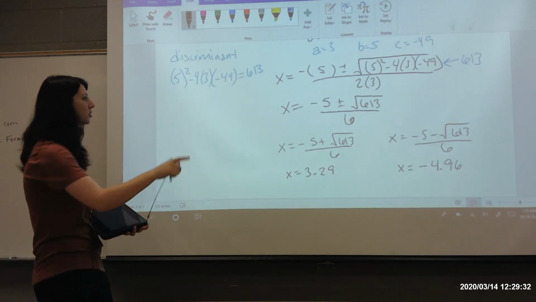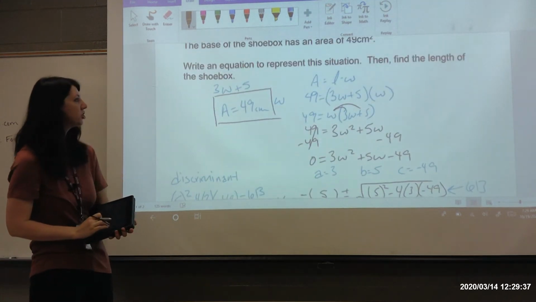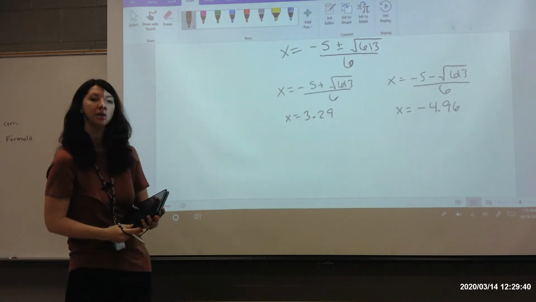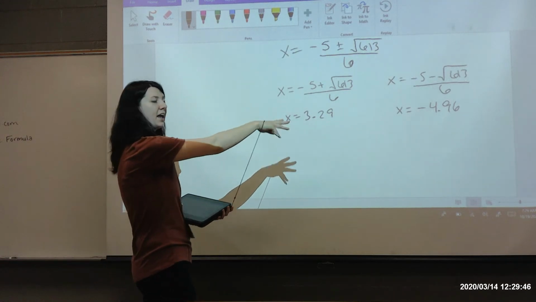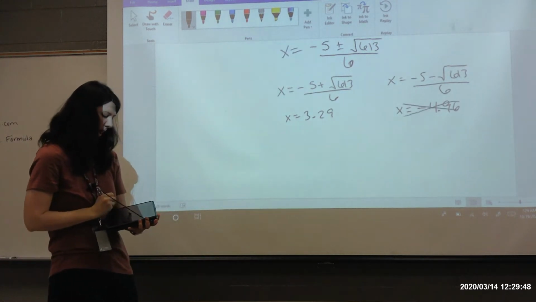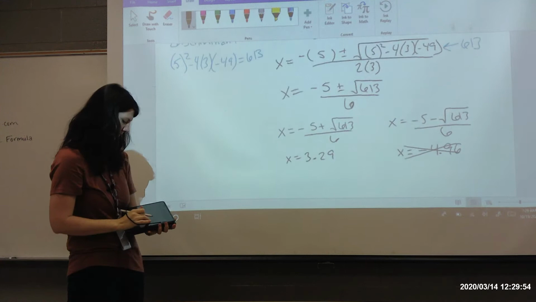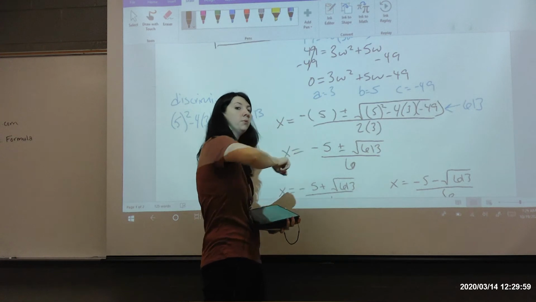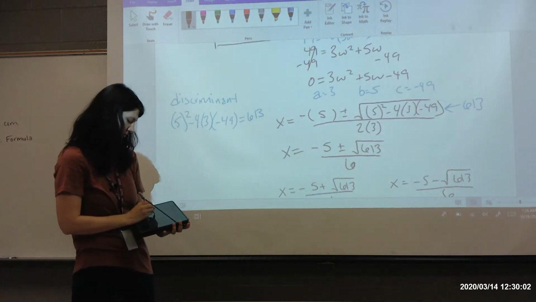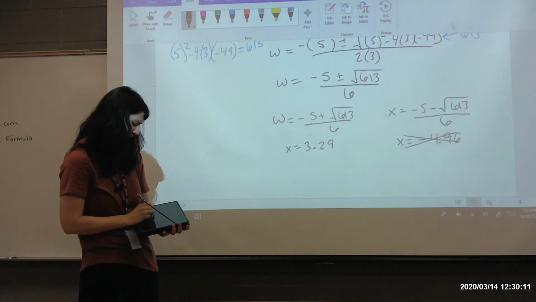Okay, so which one do you think is the x that we're going to use for this problem? Remember, we're talking about a length and a width of a shoebox. Which solution makes more sense? The positive one. We can't have negative width or length, so we know that this one doesn't apply. Now the question is, is x my width or my length? Well, if I go with my problem, I realize that I've actually changed my variable. My original variable was w. So all of these x's should have been w's. So if they're w, then this is the answer for my width.